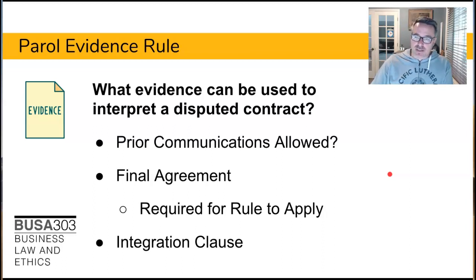But in order for it to exist, you have to actually have a final agreement. You actually have to have some evidence of the final agreement, usually a signed contract, and in order for that to apply. If you didn't get that far, if you just negotiated and the contract is implied, then the negotiations can be used as evidence. And the way that you make sure that this works, and you'll see this in almost every major contract, is you have an integration clause. And this is a provision, the purpose of which is to make sure that parol evidence isn't used.